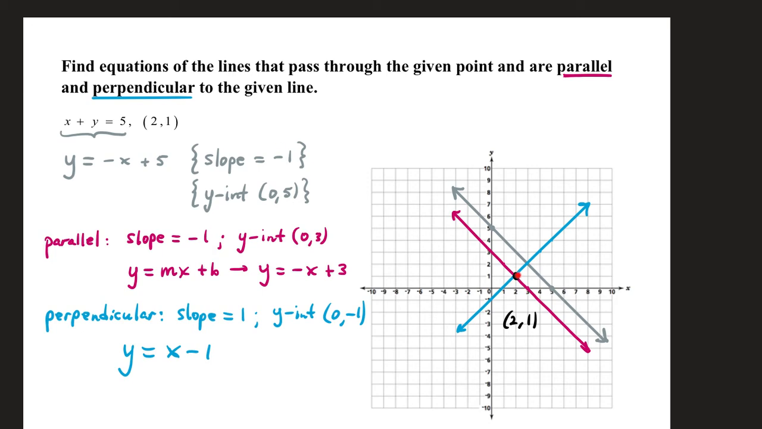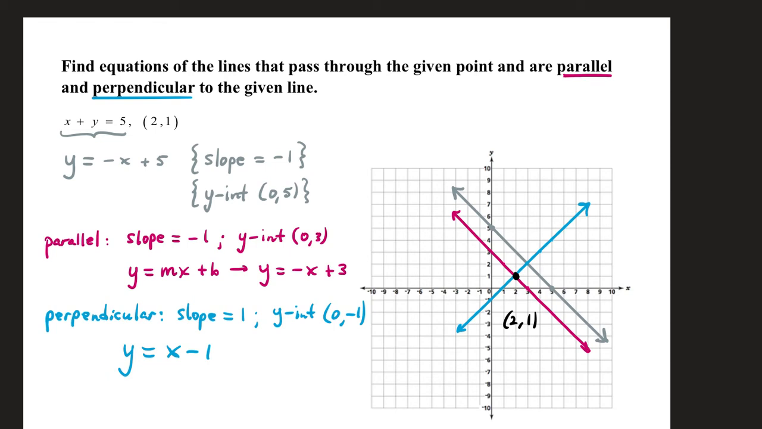If you put a line through this point with a slope of -1, you will find that it'll cross the y-axis at +3. So that tells us our y-intercept is 0, 3. We can write the equation of that line, y equals mx plus b. That's y equals -1x plus 3.